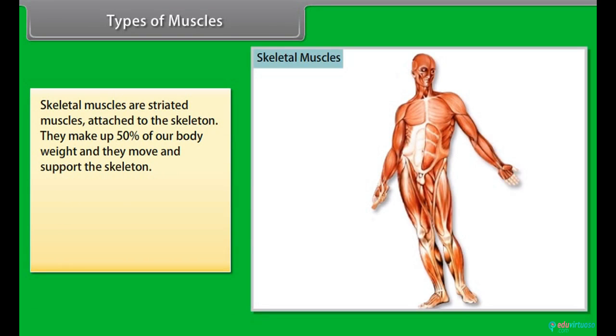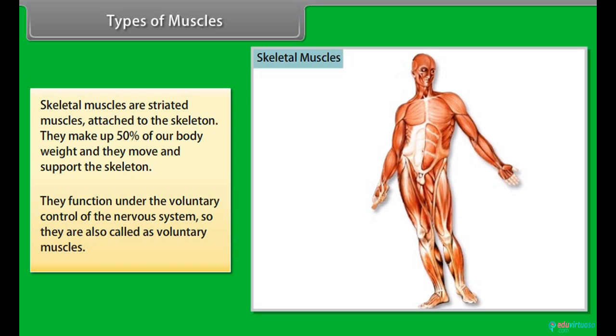Types of muscles. Skeletal muscles are striated muscles attached to the skeleton. They make up 50% of our body weight and they move and support the skeleton. They function under the voluntary control of the nervous system, so they are also called as voluntary muscles.